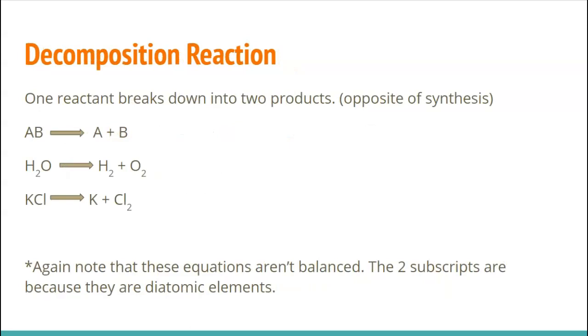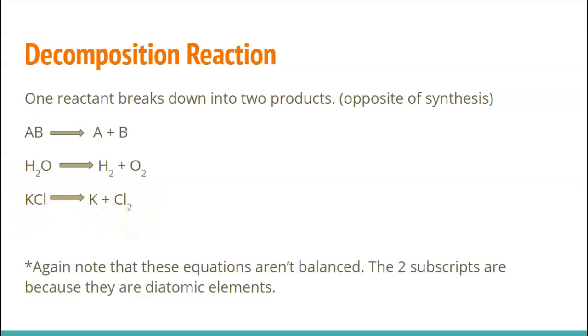So now moving on to decomposition, right? If something decomposes, it's breaking down. And so this is exactly the opposite of synthesis. Now we are taking a compound and we are breaking it down into its two individual elements. So here is an example. Water, if you break it down, becomes hydrogen and oxygen. Potassium chloride, if it breaks down, becomes potassium and chlorine.